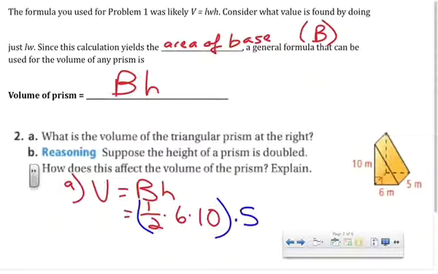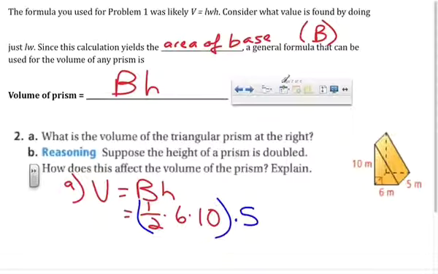And then the height of the prism is 5. And then you're just typing that all into your calculator. Getting 150 cubic meters.